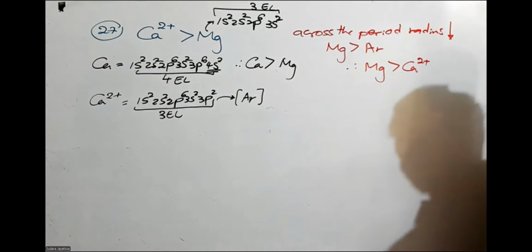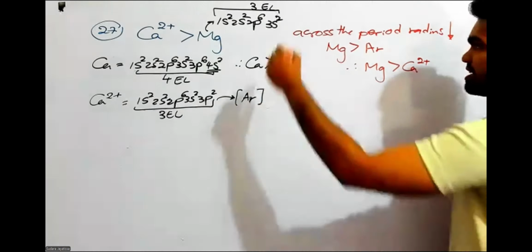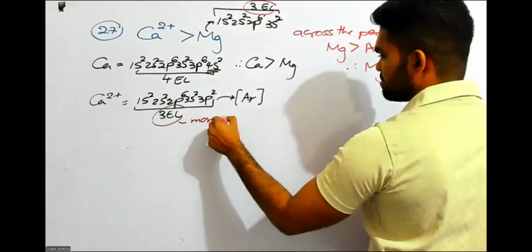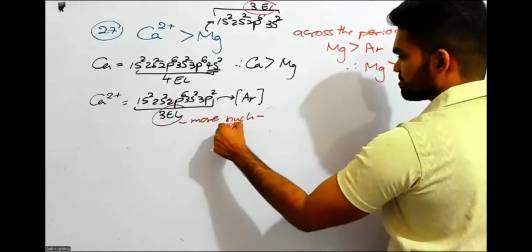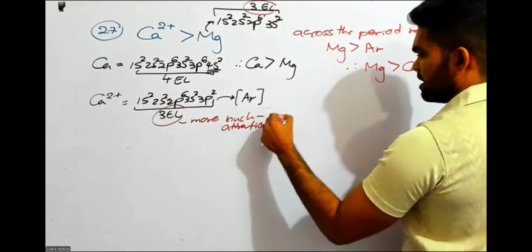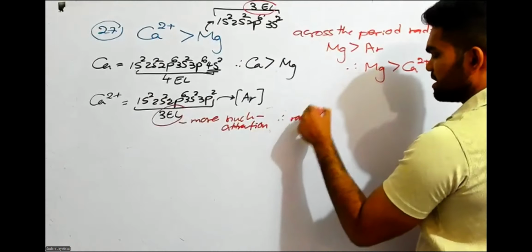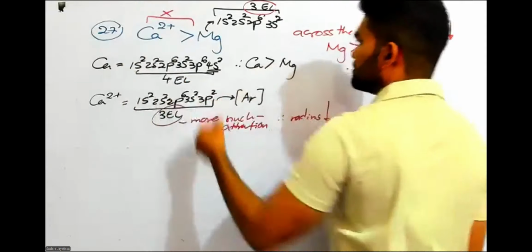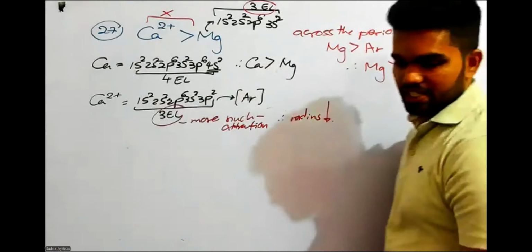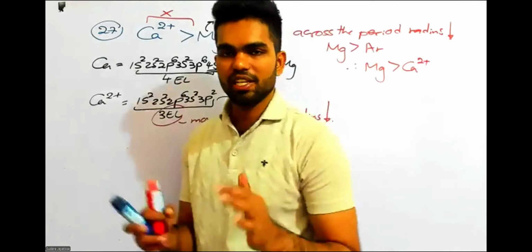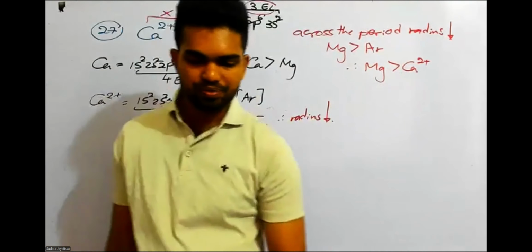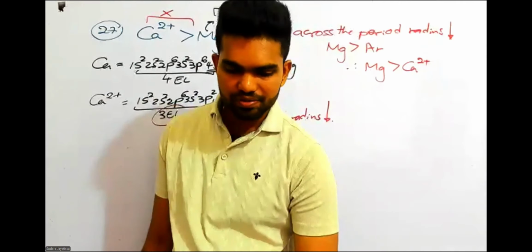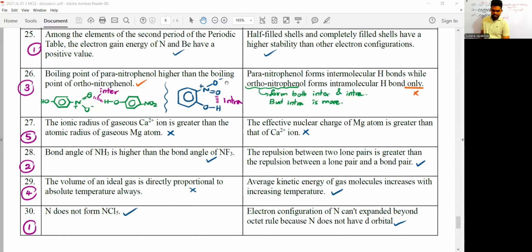Understood? So now they both have 3 energy levels. The one with the more nuclear charge has more nuclear attraction, therefore the radius will be lower. So saying that calcium 2+ is larger is false. Okay, it's a tricky statement, right? But if you think a little bit, you can understand, it's not difficult. So calcium 2+ is smaller.